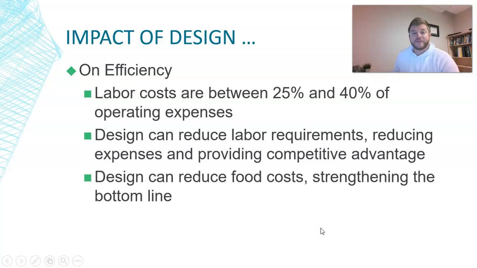When it comes to efficiency, labor costs can be anywhere between 25 and up to 40% of your operating expense. Food costs can be 30 to 40%. So if you have a really high labor cost and a really high food cost, that could be 80% of all the revenues that you bring in. There's really not much for marketing, for new equipment, for rentals or leases or things like that. So keeping labor costs down can really help.